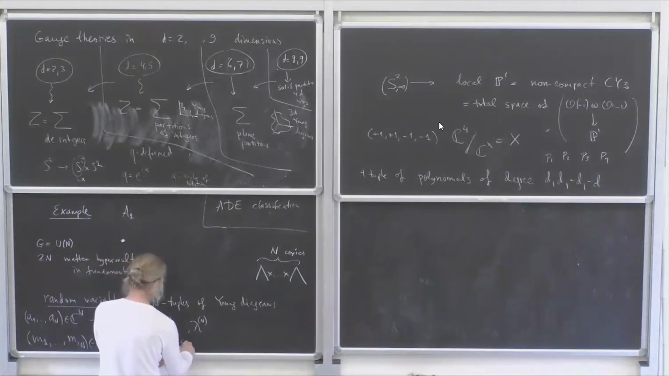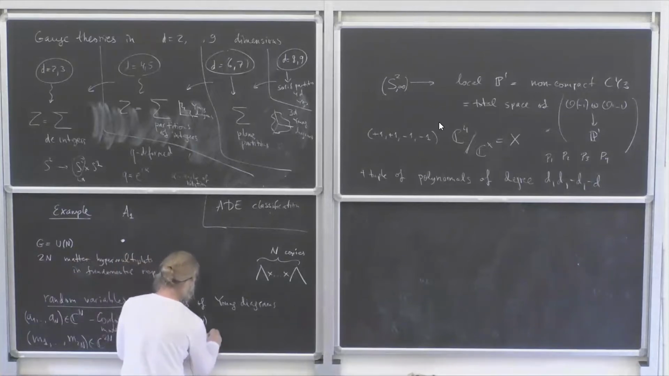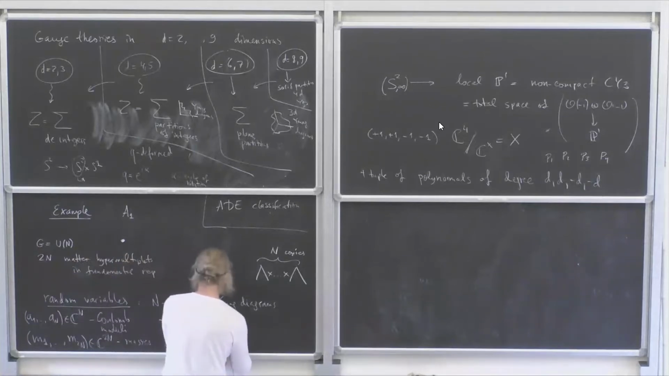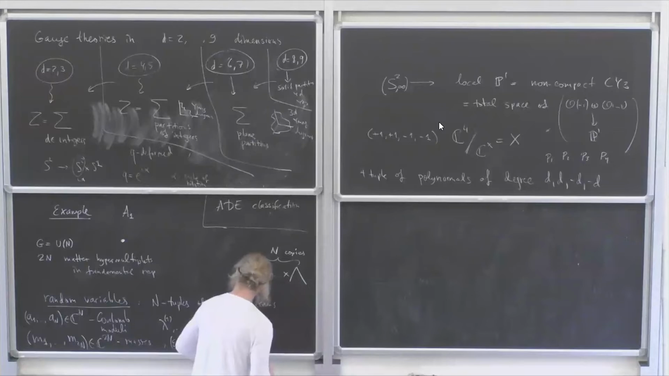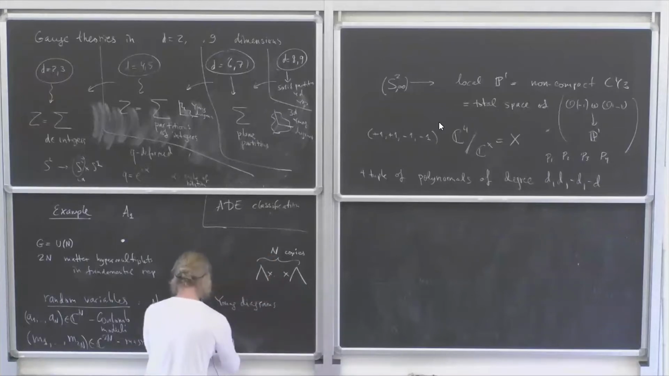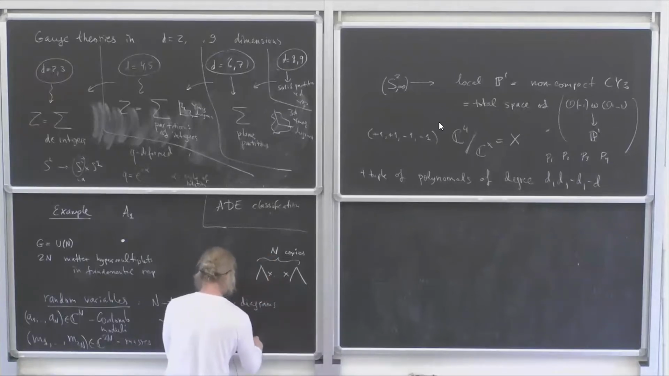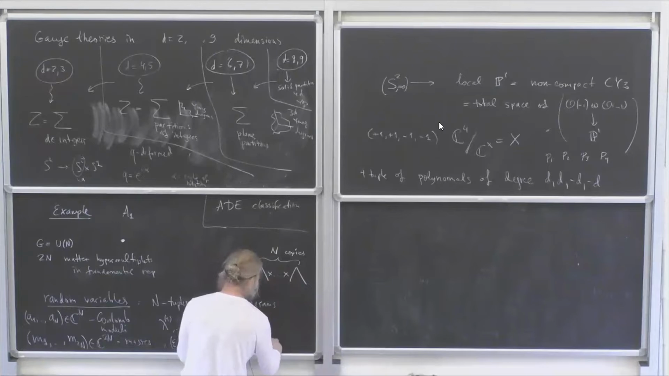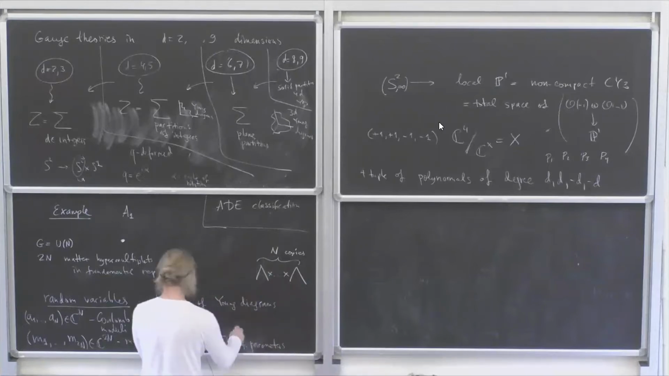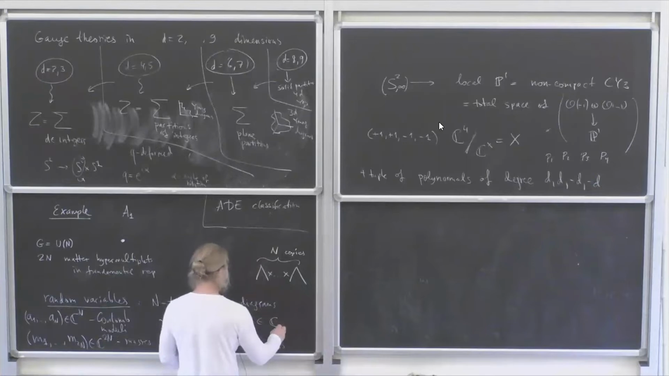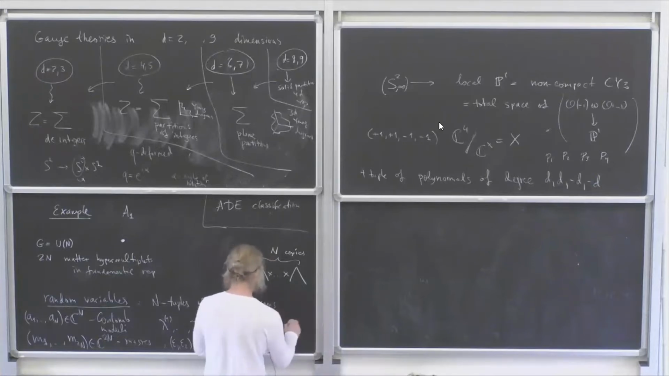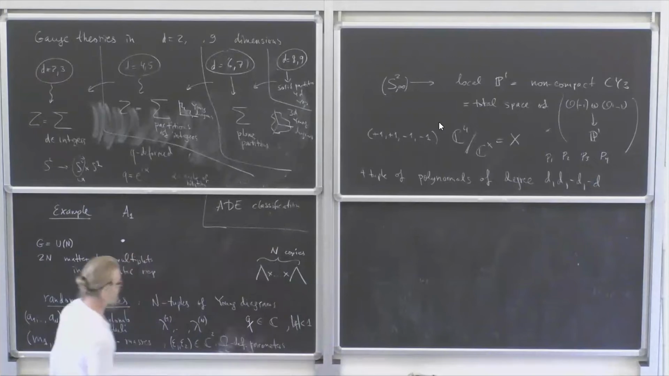So these are equivariant, or we call them omega deformation parameters. And finally, there is one parameter q. So it's a complex number, let's say less than 1 in absolute value.